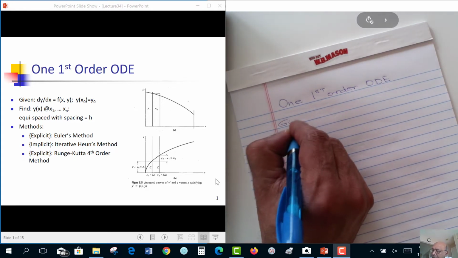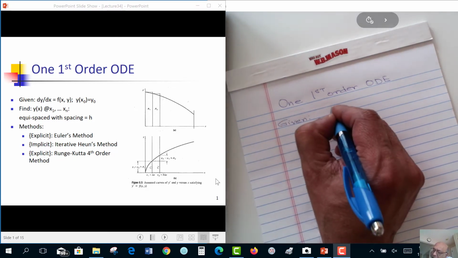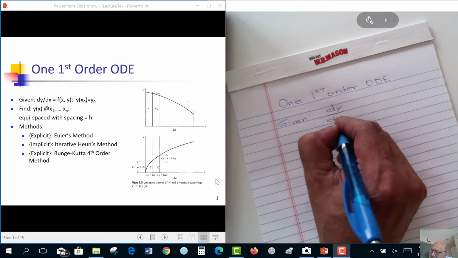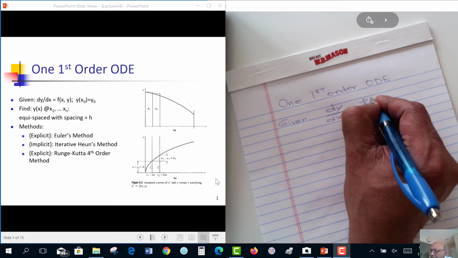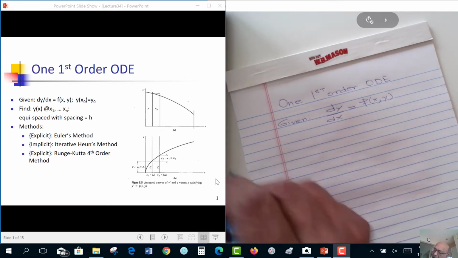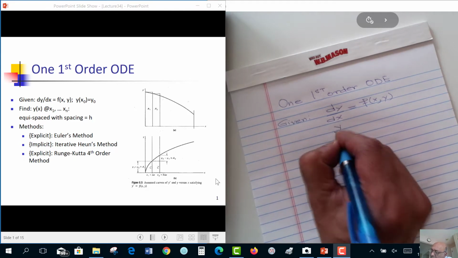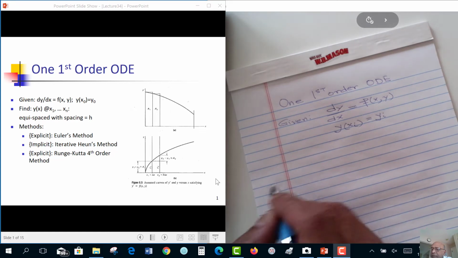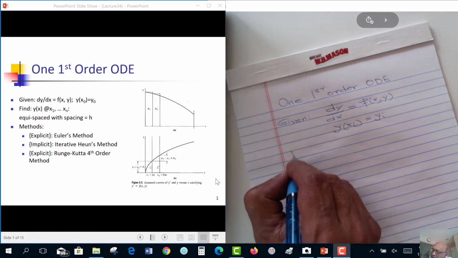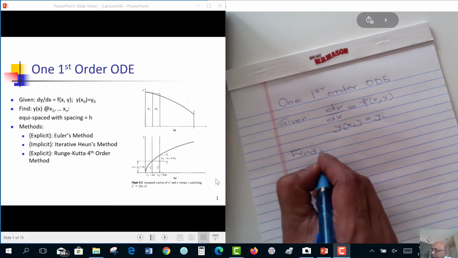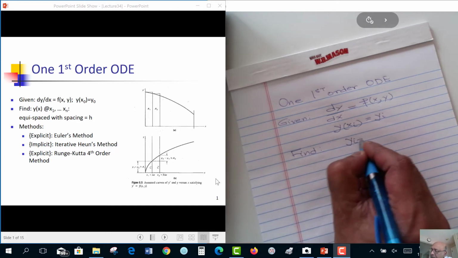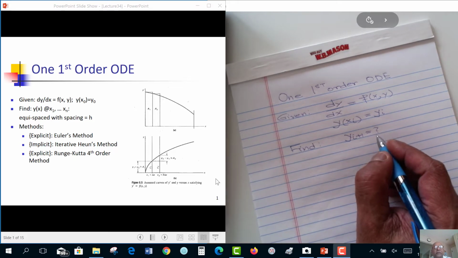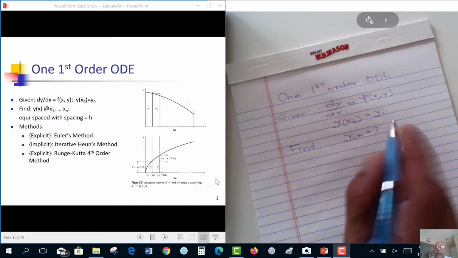We were given a differential equation dy/dx, which is a function of x and y. We also know that y at some x_i is y_i, and our objective, these are all one-step methods, is to find what is y_i+1. So if we take one step, then we can progress from left to right.